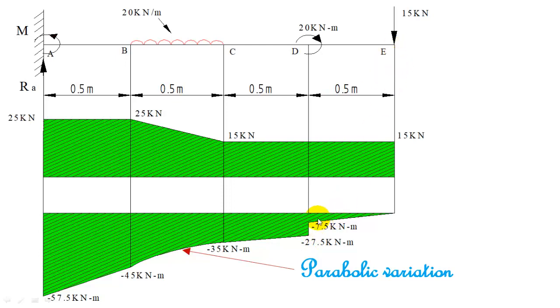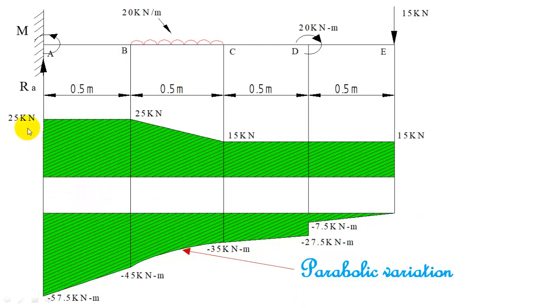At E it is 0, and since the shear force is constant, the bending moment variation is linear. So this part is a straight line. No load is acting here, only a couple is acting, so that will make only a sudden change in bending moment. That completes the shear force and bending moment diagram.